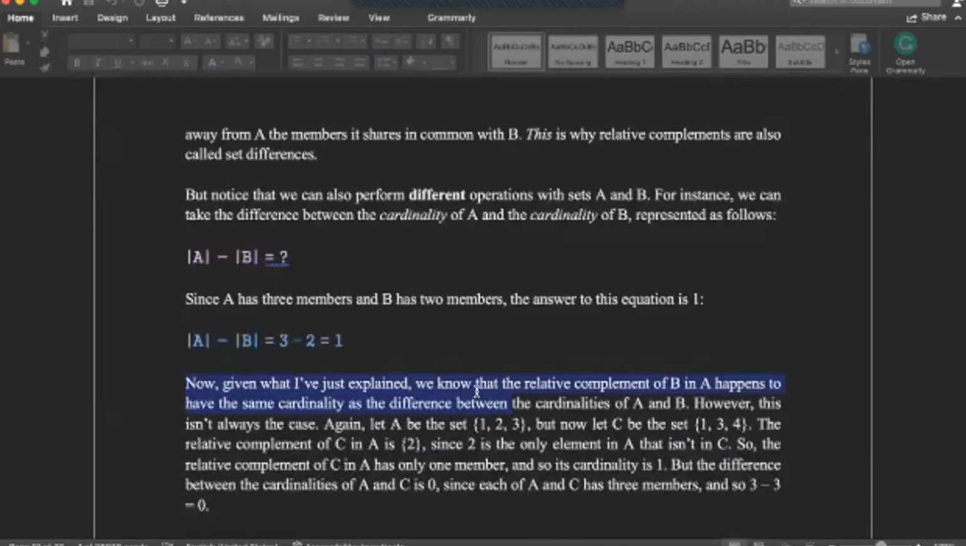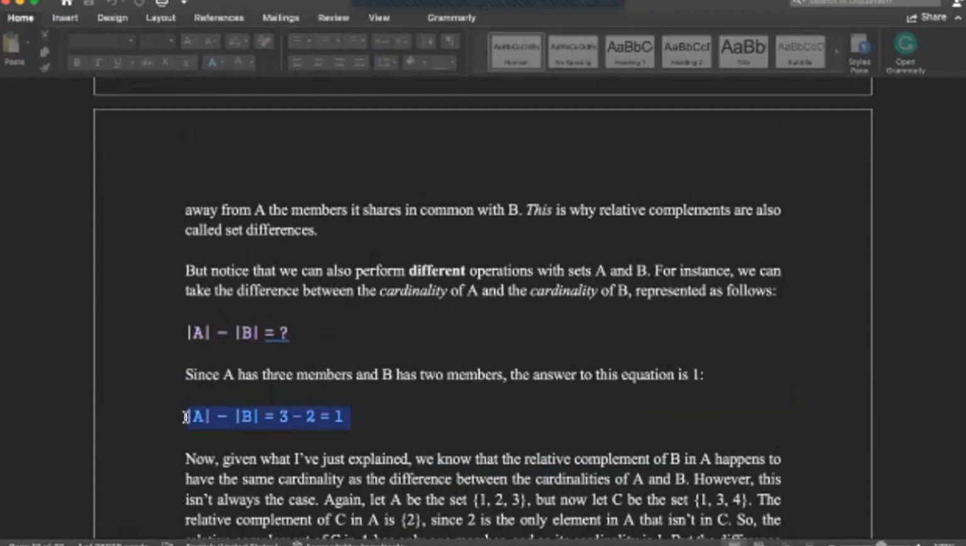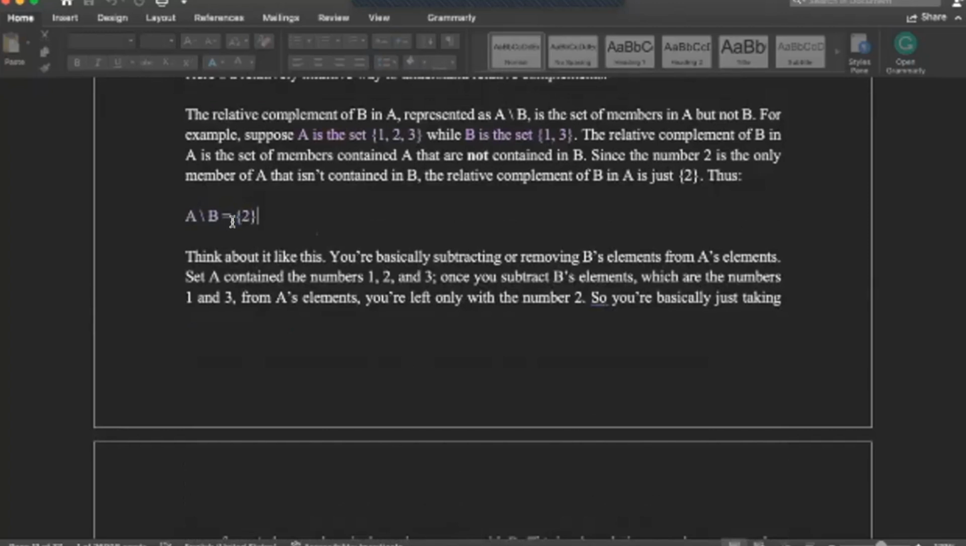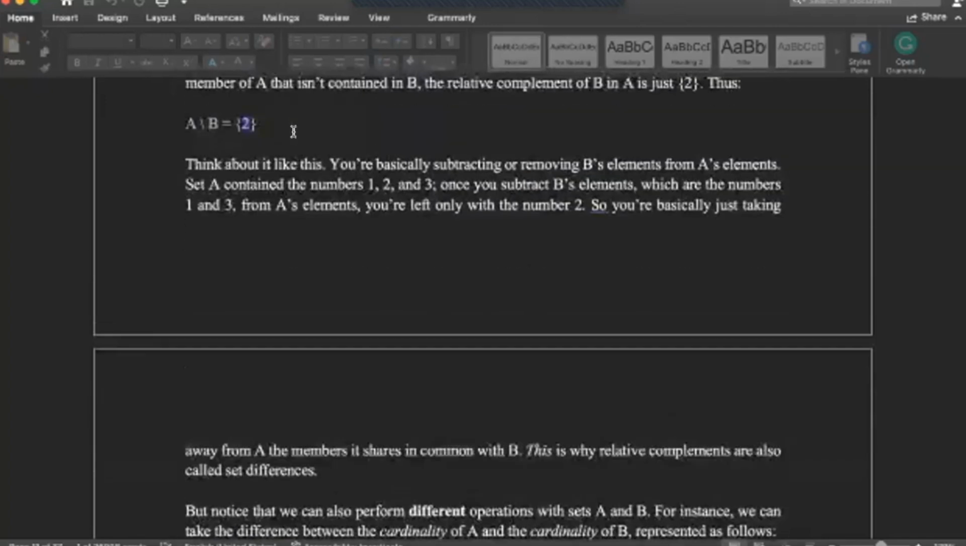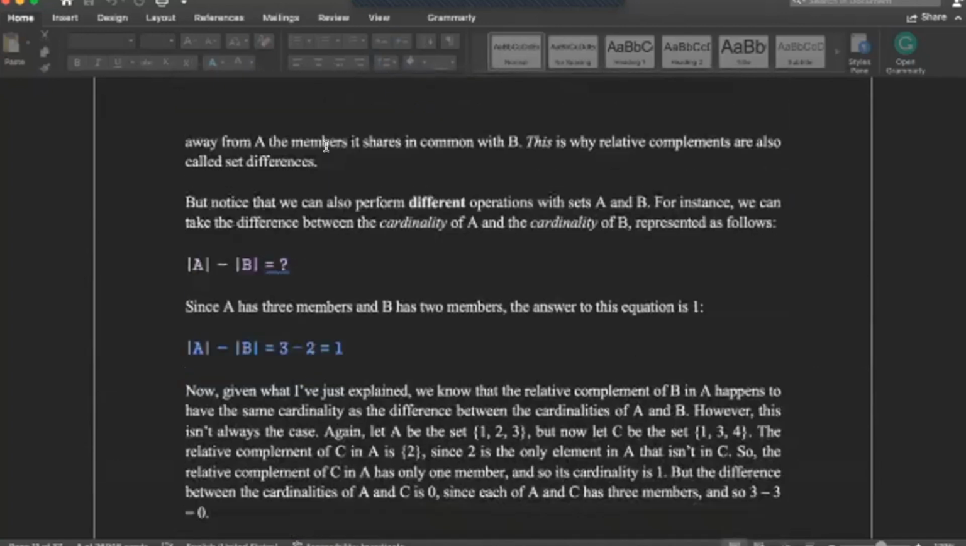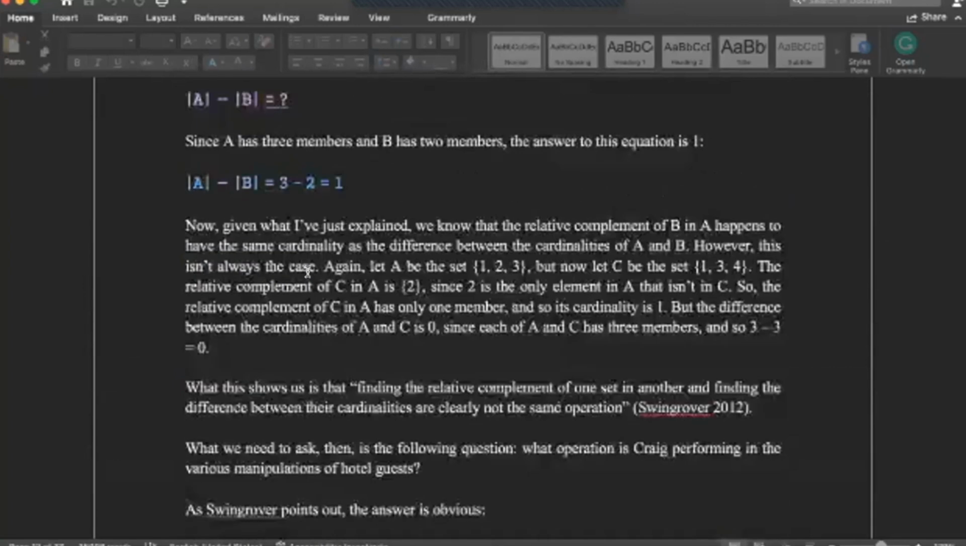Now, given what I've just explained, we know that the relative complement of B in A happens to have the same cardinality as the difference between the cardinalities of A and B, right? So the difference between the cardinalities of A and B was just 1. And the relative complement of B in A was just the set containing the number 2. And the cardinality of that set is 1, right? Because it has 1 member. So the cardinalities are the same in this case. The cardinality of the relative complement of B in A is 1, and also the difference between the cardinalities of A and B is 1, okay?